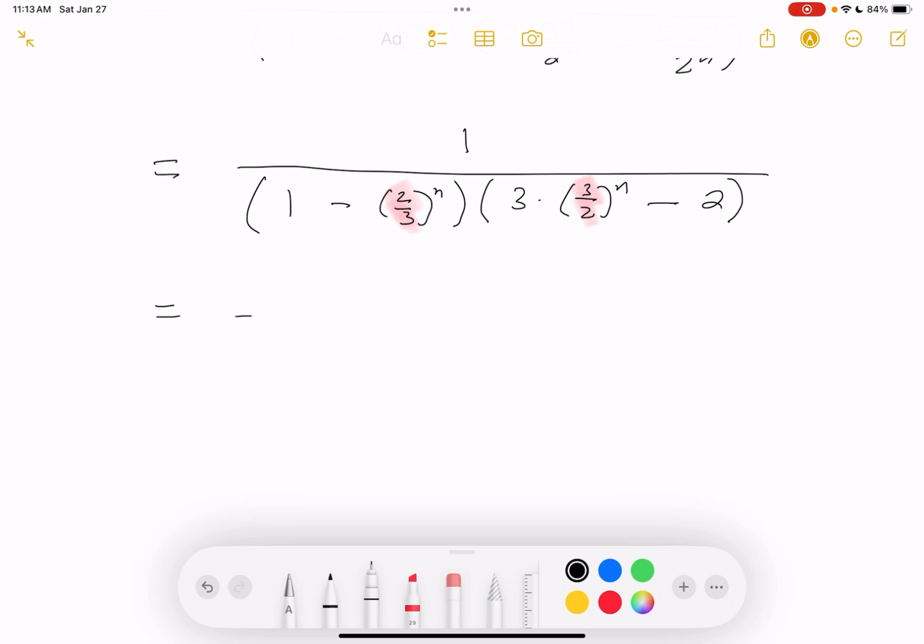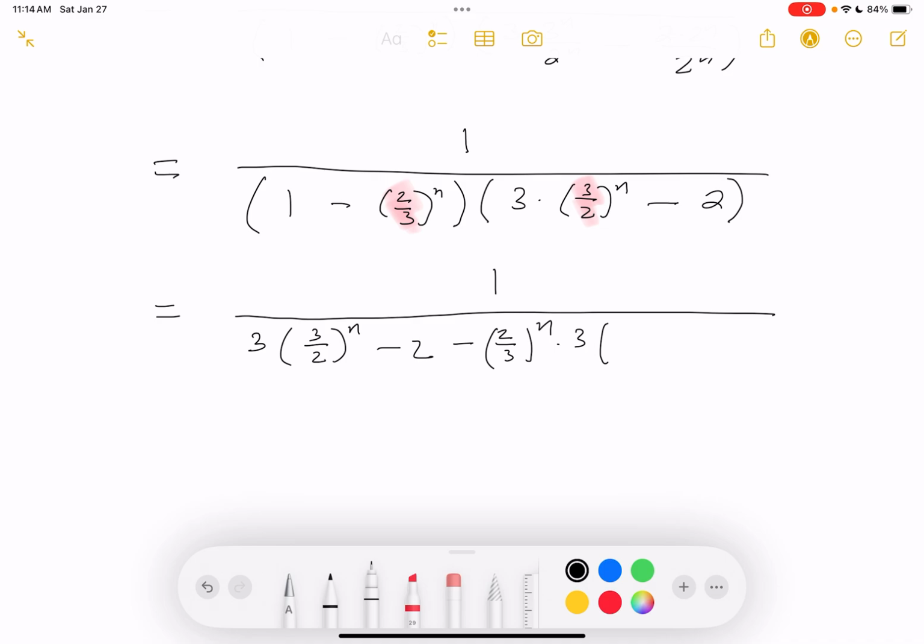Again, I'm hoping you see something when I multiply it out. What do you get? 1. You're going to get 3, and then you get 3 over 2 to the n. I'm multiplying by 1, by the way. Minus 2. Then you're going to get minus 2/3 to the n times 3 over 2 to the n. Then you get, no, not minus, it's plus, right? Plus 2 times 2/3 to the n.